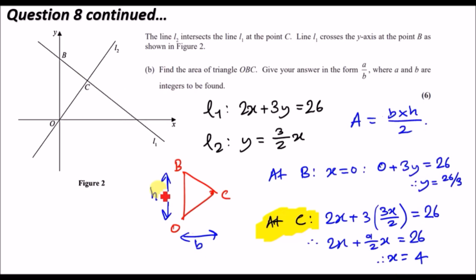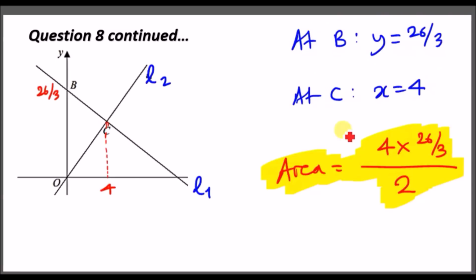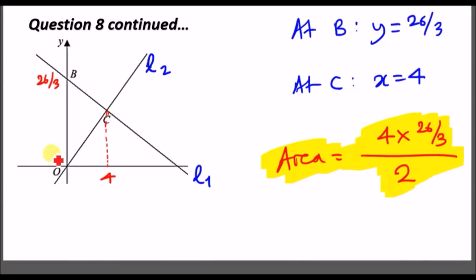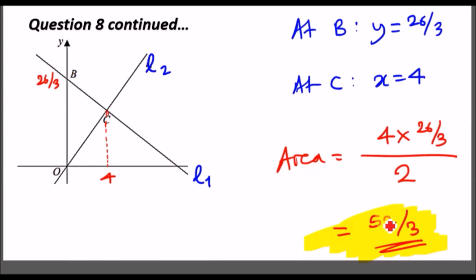So now we know the width is 4 and the height is 26 over 3. So plug into this area formula and you should get, on the next page, 4 times 26 over 3, all divided by 2. And just put it in your calculator, it comes down to 52 over 3.